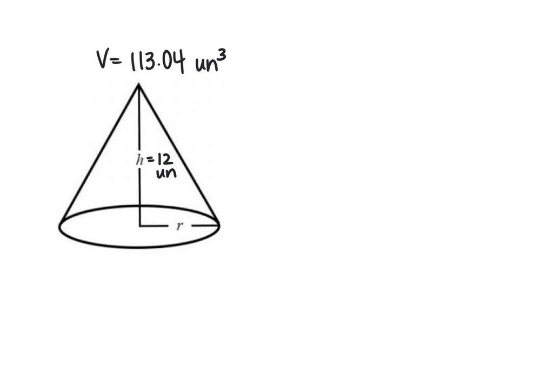So let's go to our second example. This time I have a cone and I want to try to find the missing piece of information, which is the radius. So I do not know the radius. I'm going to give you the volume and I know the height is 12. We want to see, can we find the radius?